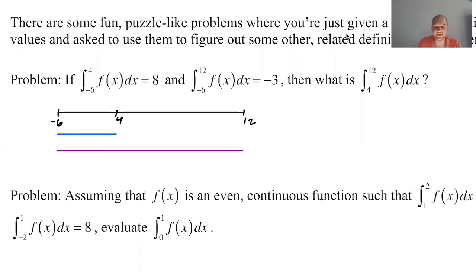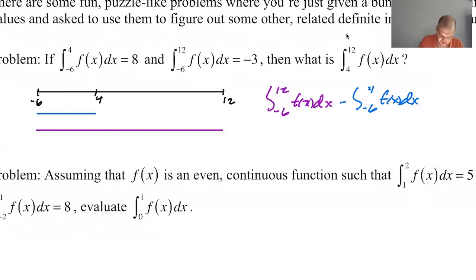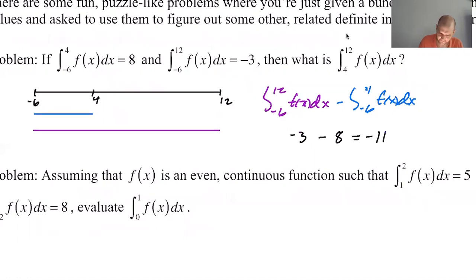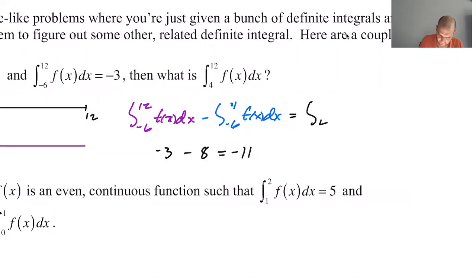Looking at the picture we just drew, the most obvious thing they could ask for is what is 4 to 12. So 4 to 12 is definitely going to be -6 to 12, and then we're going to subtract -6 to 4. If you draw these pictures, it can be really helpful. And now we just fill in the values, right? -6 to 12 is -3 minus -6 to 4 is 8. So -11. And I should write that that'll equal the integral from 4 to 12 of f of x dx.